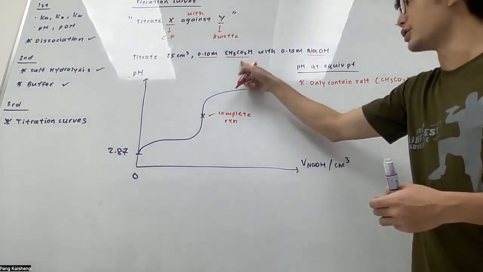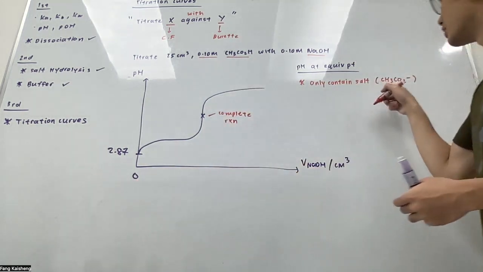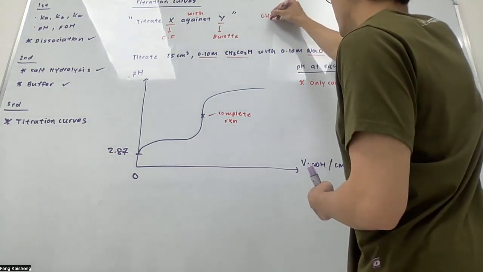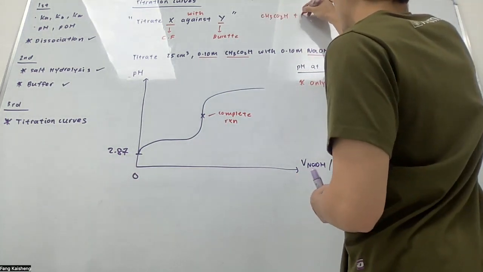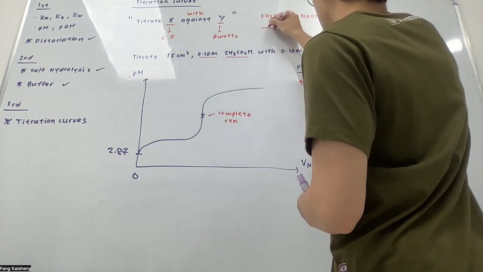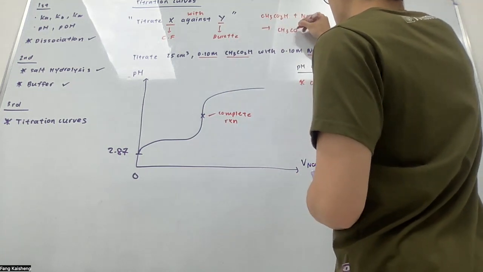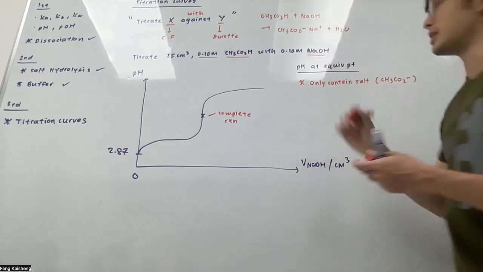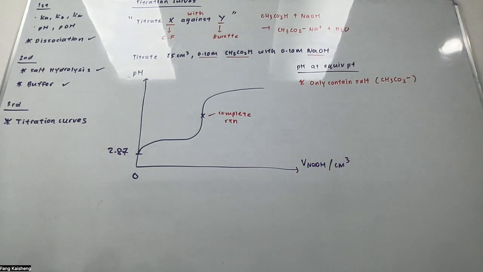Because CH3CO2H at the start reacts with NaOH to give it. This is the equation if you want to know. CH3CO2H plus NaOH gives CH3CO2 minus Na plus and water. I don't care about Na plus because Na plus does not hydrolyze. So guys, what kind of question type is this?